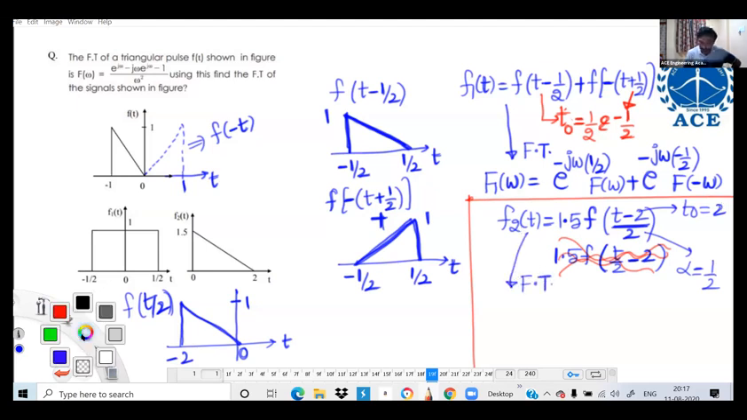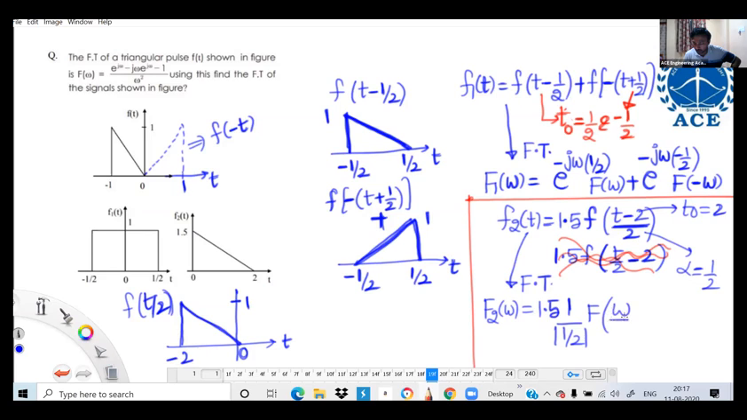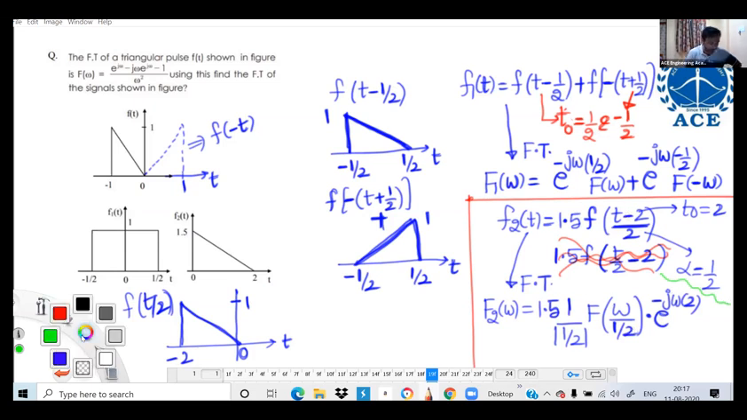Apply the properties. First scaling: F of T by 2 means 1 by mod alpha F of omega by alpha. Because of shifting, e power minus j omega T naught. First you apply scaling, 1 by mod alpha F of omega by alpha. Because of shifting, e power minus j omega T naught.